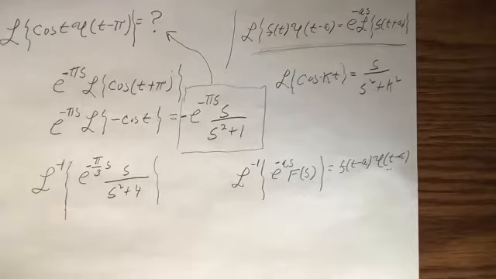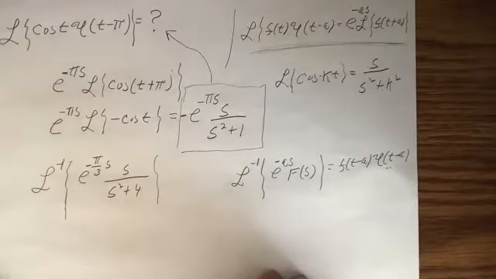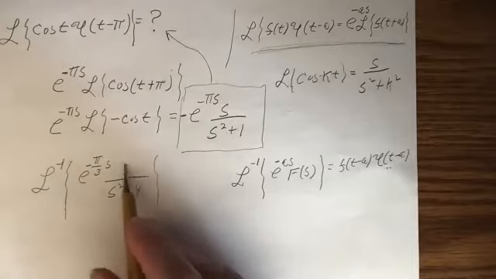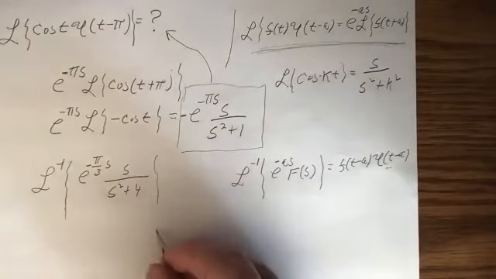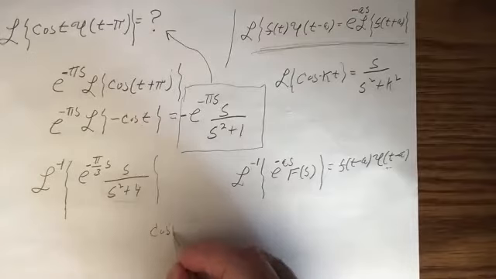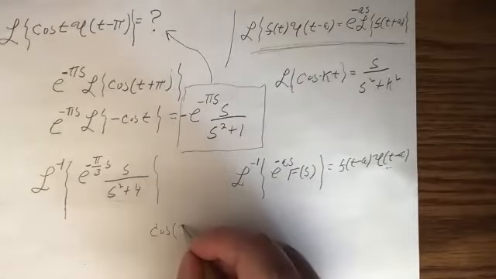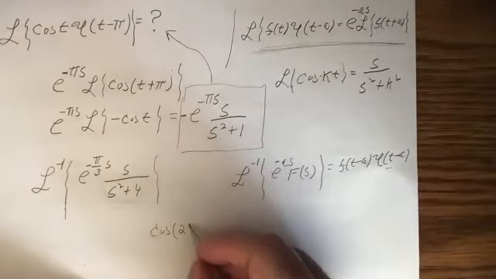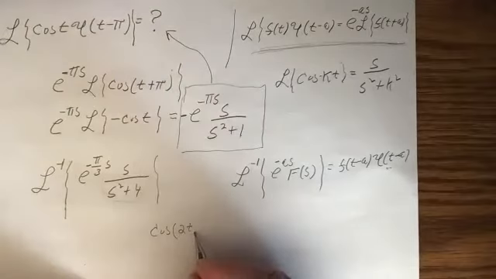All right, making good progress today. First of all, you need to recognize that this thing here is cosine. If I just forget about the shift, this is cosine of 2t. But now my t is shifted.